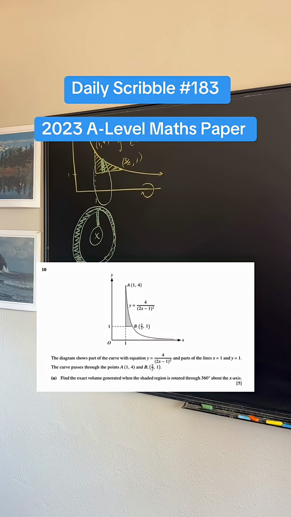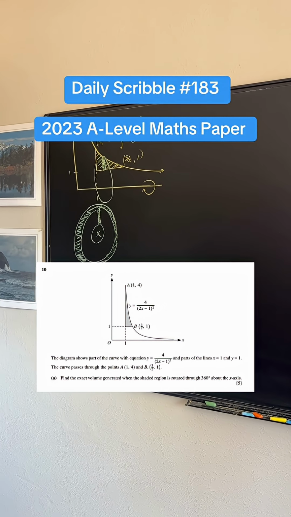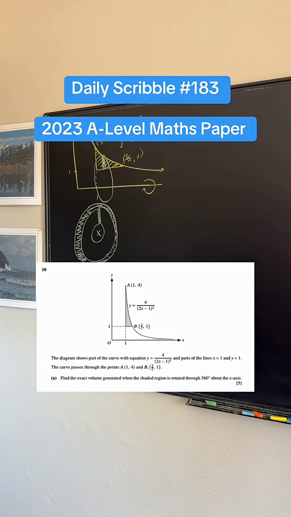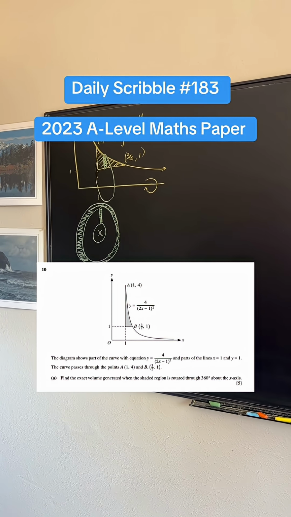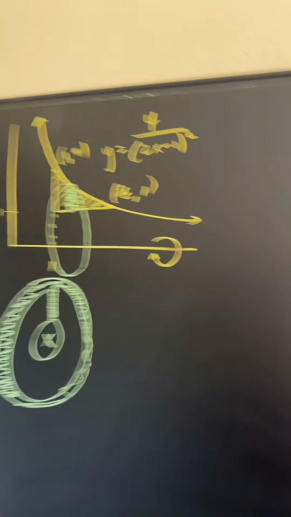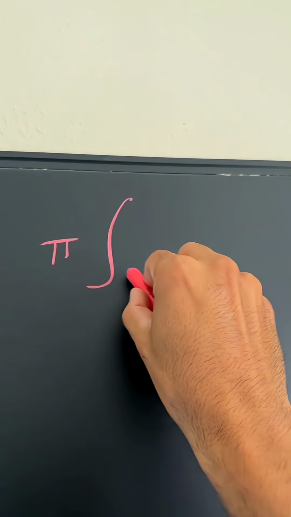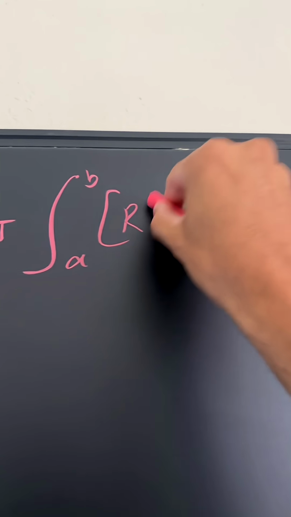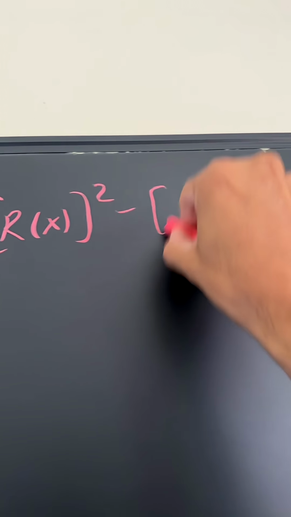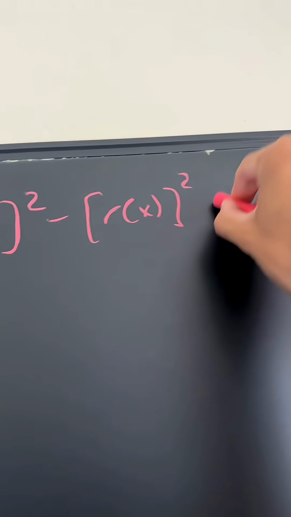Basically, you have this function where you have two specific points, A and B, and you want to find the volume of the region that's revolving about the x-axis. We're going to just go ahead and use the washer method. Remember, the washer method tells you that you're going to take pi times the integral from A to B of the large radius squared minus the small radius squared. That's going to be pretty simple.